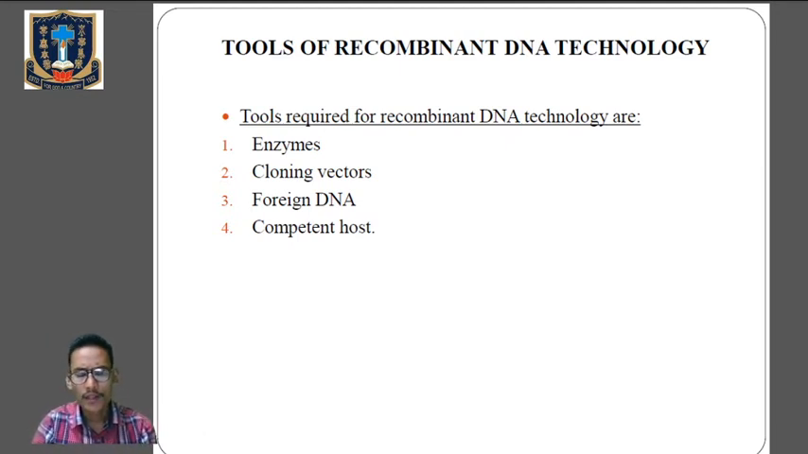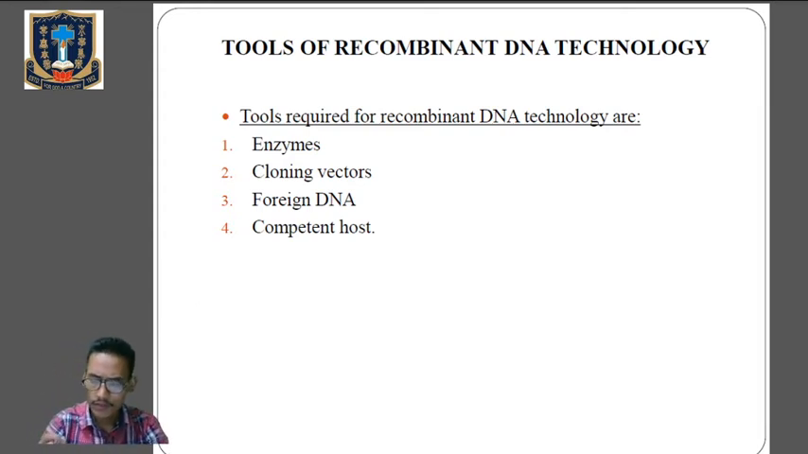Then, if you remember, we learned about the nomenclature of restriction enzymes also. Similarly, we learned about the functioning of restriction endonuclease also. So all these things we covered in the second part of this chapter. Today we will deal with the second tool of recombinant DNA technology, but before that we have got an important question.